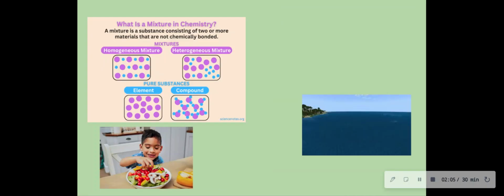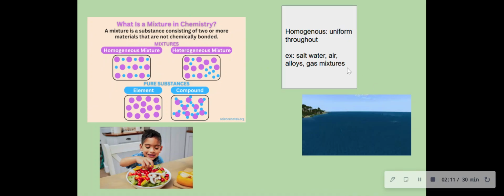So you obviously have your homogeneous and heterogeneous mixtures. So homogeneous, or homogeneous as some people pronounce it, means uniform throughout. So that means it's the same. There's no unequal distribution. And some examples are salt water, air, alloys, and gas mixtures. All gas mixtures are always going to be homogeneous.